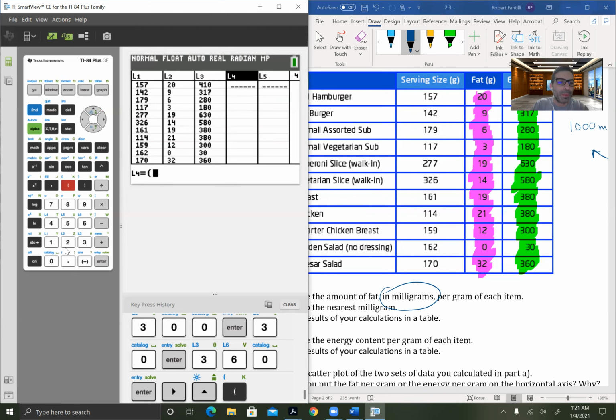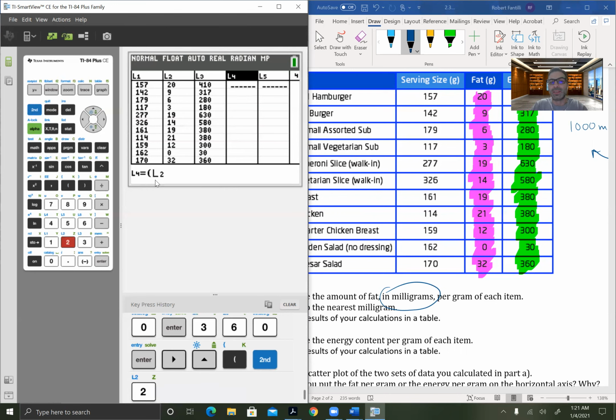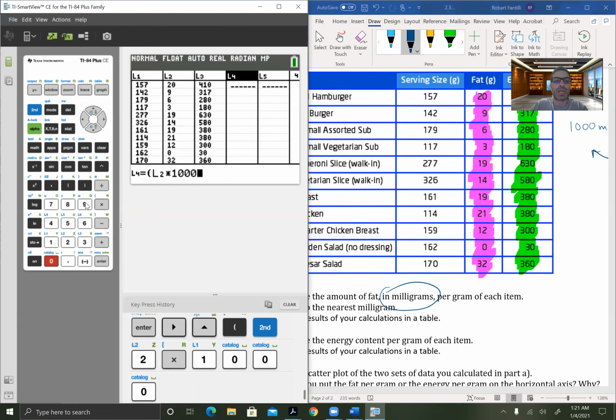How do you do that? Above the number 2 button on your calculator, in blue, it says L2. It has a second function. So hit the second function button on your GDC and the number 2. You'll notice that what shows up at the bottom is list 2. Then hit times 1,000, and then close bracket. Above the number 9 button, you'll see the close bracket.